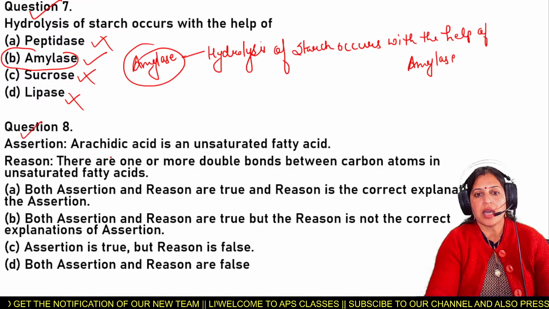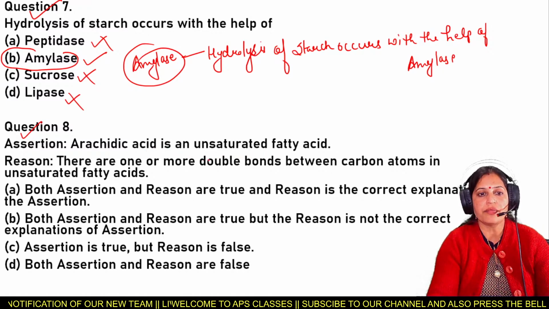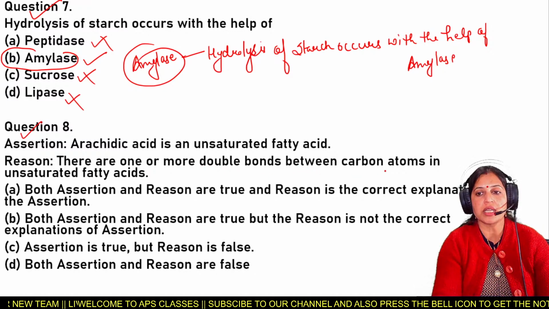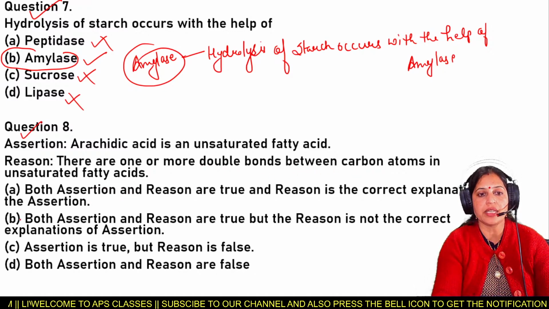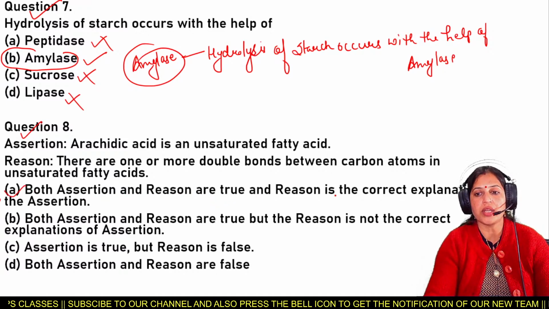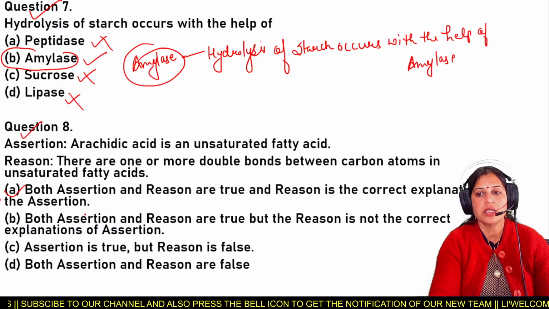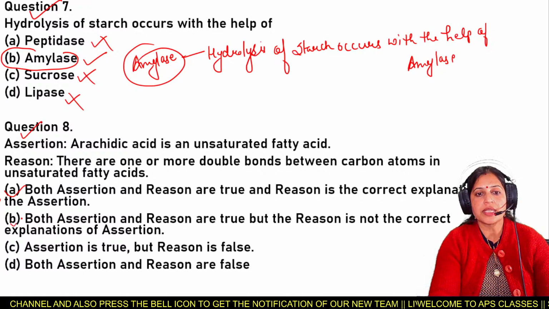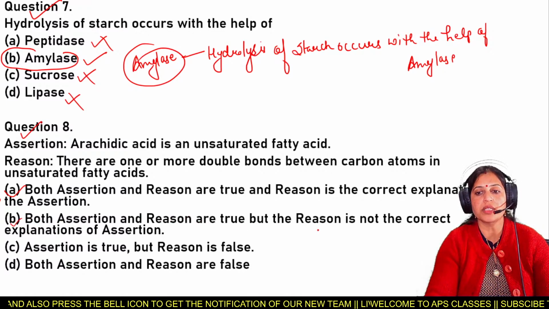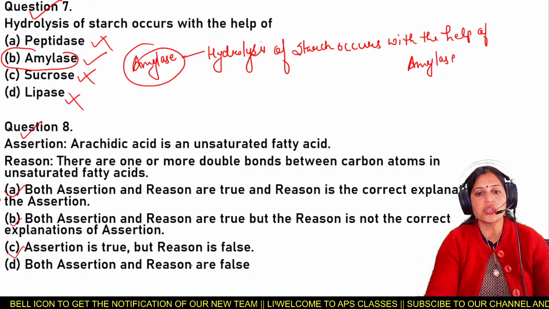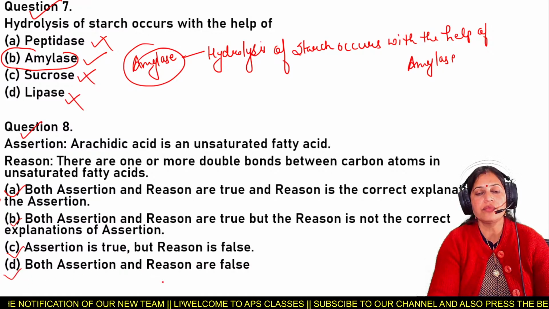Assertion: arachidonic acid is an unsaturated fatty acid. Reason: there are one or more double bonds between the carbon atoms in unsaturated fatty acids. Options are A, both assertion and reason are true, and reason is the correct explanation of the assertion. B, both assertion and reason are true, but the reason is not the correct explanation of assertion. C, assertion is true, but reason is false. D, both assertion and reason are false.